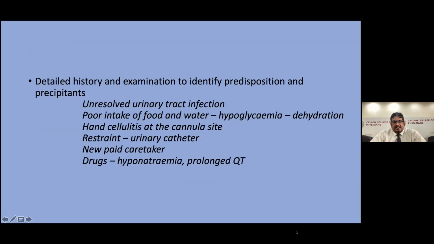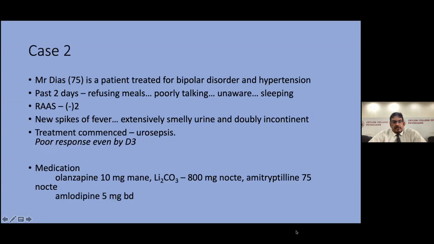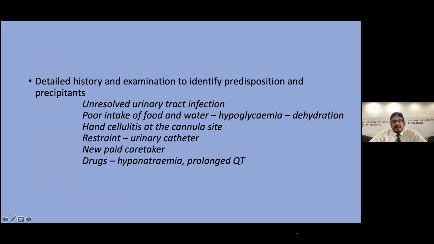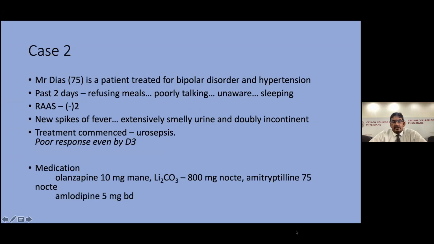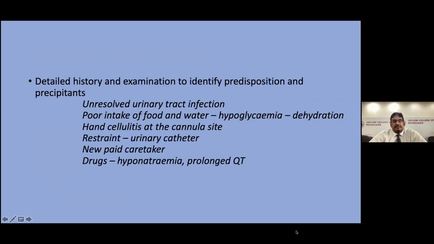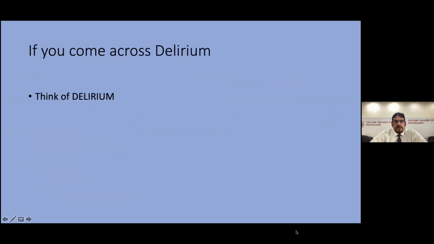And there are certain drugs which can cause hyponatremia, as you see, the olanzapine and even amitriptyline, and the patient is having underlying prolonged QT because of the psychiatric medication, and that is worsened by the amlodipine, the calcium channel blocker. So this patient, unlike the first patient who had hyperactive delirium, had hypoactive delirium. So what do we do? If you come across delirium, you think of delirium.